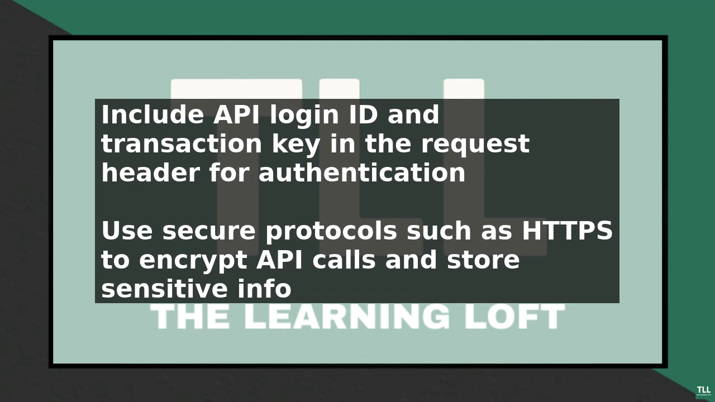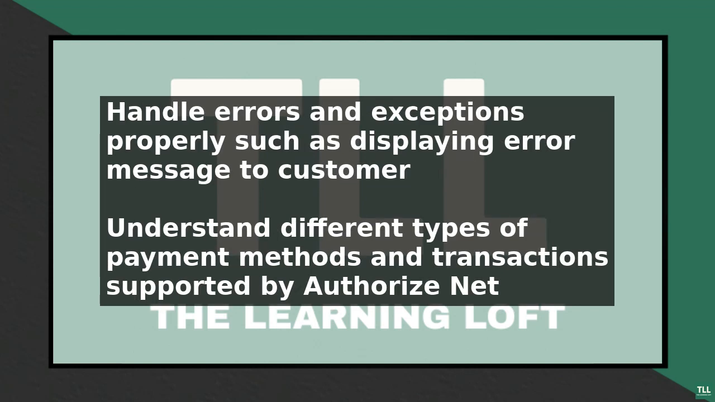Best practices for implementing Authorize.Net CIM integration include using secure protocols such as HTTPS to encrypt your API calls, and storing sensitive information such as credit card numbers securely. You should also handle errors and exceptions properly, such as by displaying an error message to the customer if the payment is declined.